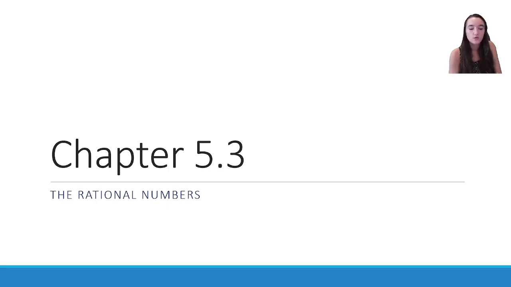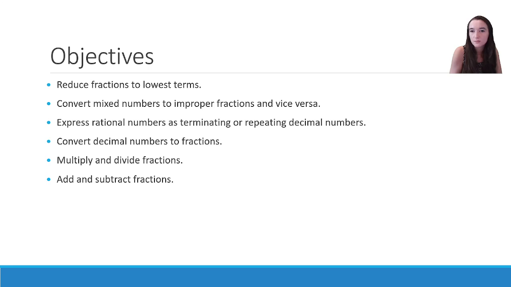Chapter 5.3, the rational numbers. So in this chapter, we're going to go through basically what are fractions. A rational number is just kind of a fancy word for fraction, but there's a bit more of a definition than that. So we're going to get into that.